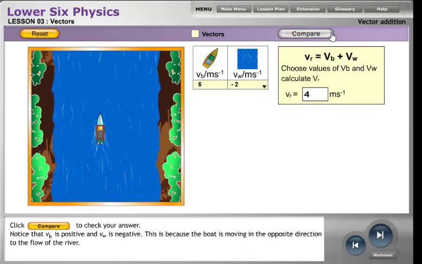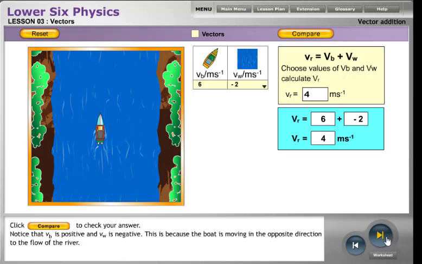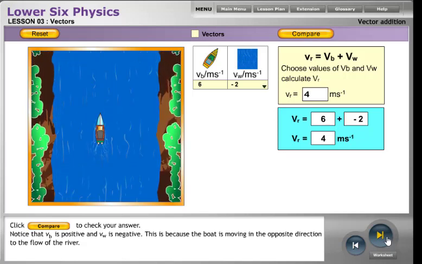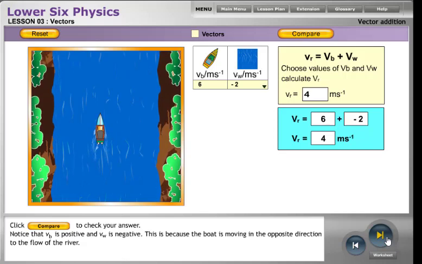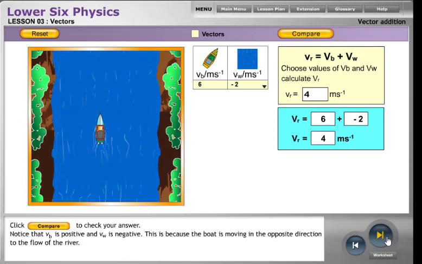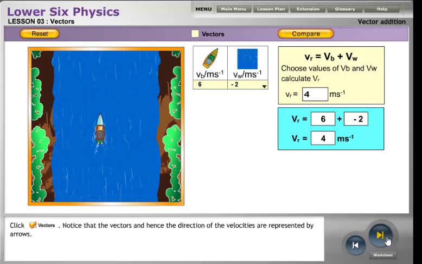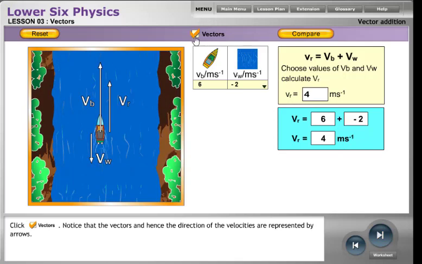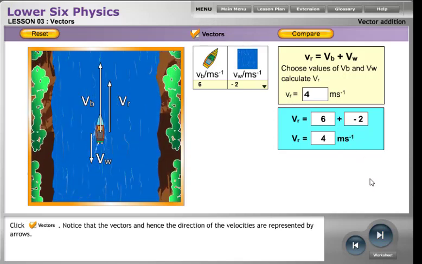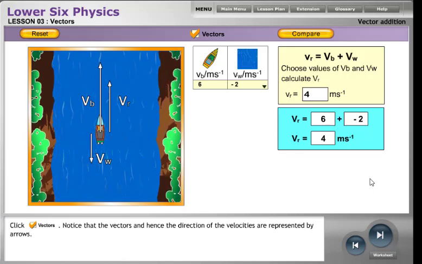Click Compare button to check your answer. Notice that Vb is positive and Vw is negative. This is because the boat is moving in the opposite direction to the flow of the river. Click Vectors. Notice that the vectors, and hence the direction of the velocities, are represented by arrows.